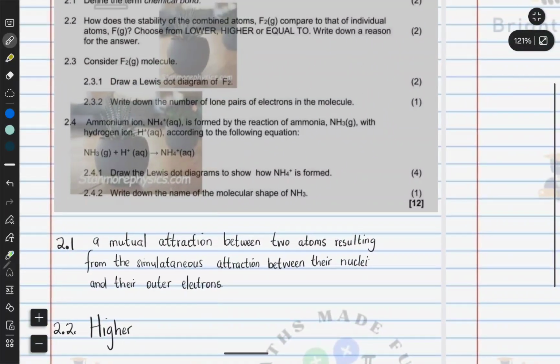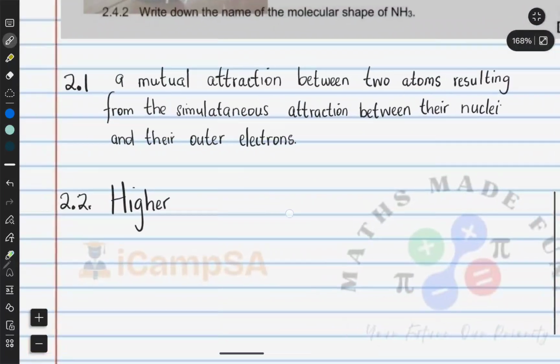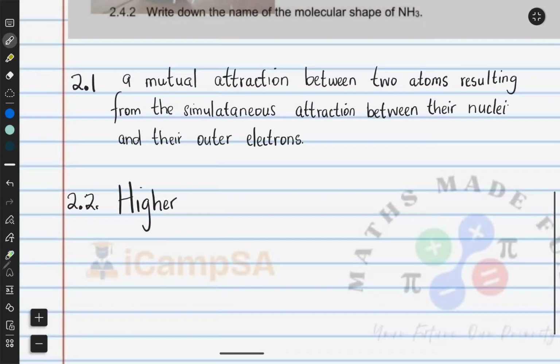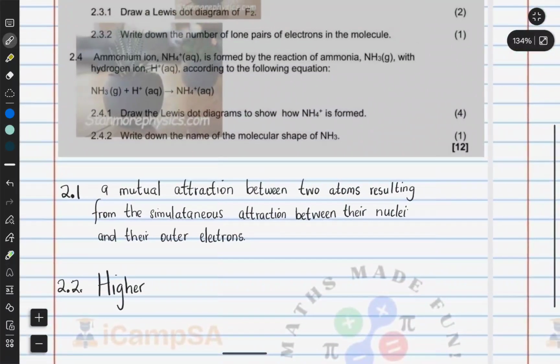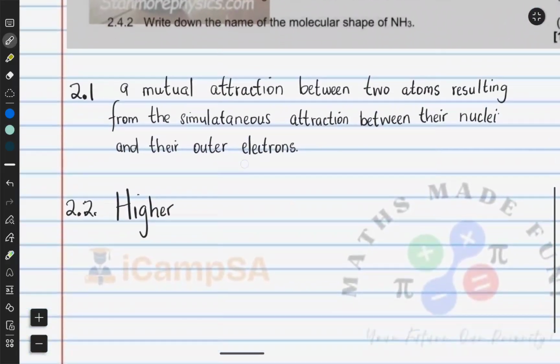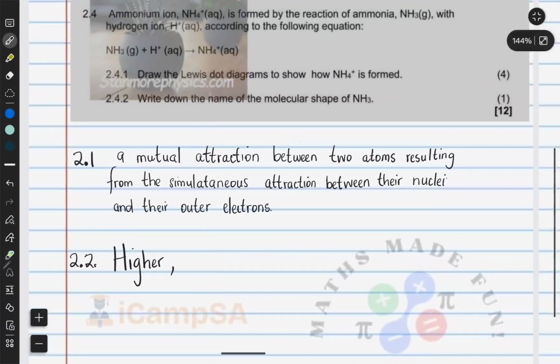Now we're asked to write a reason for this answer. And we said that, again, when they are together, they are able to fill their outer shell, unlike when they are individual atoms.